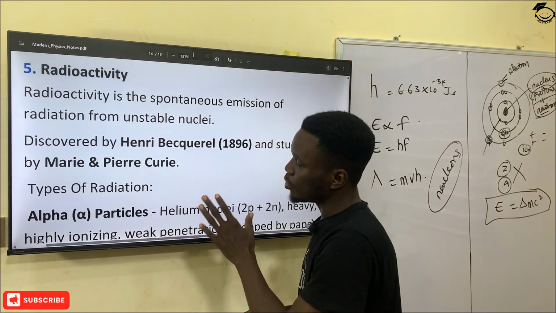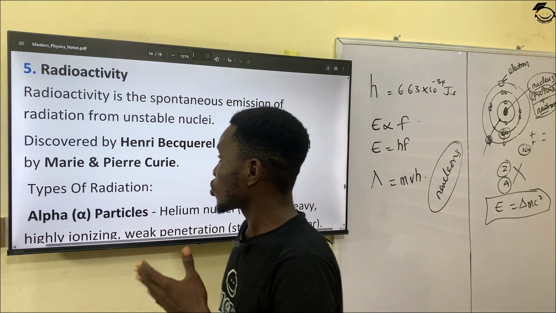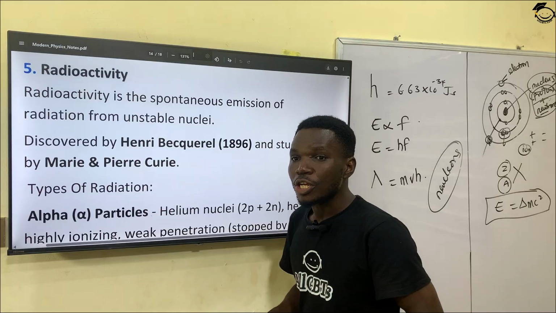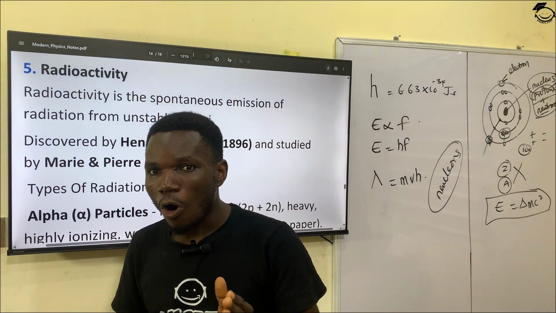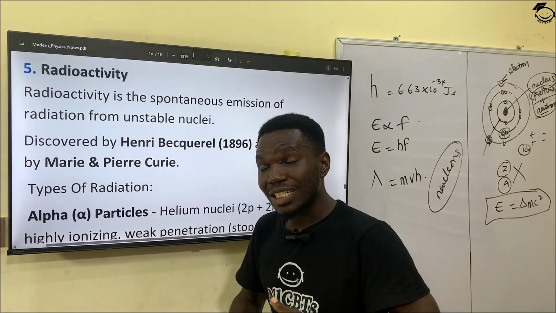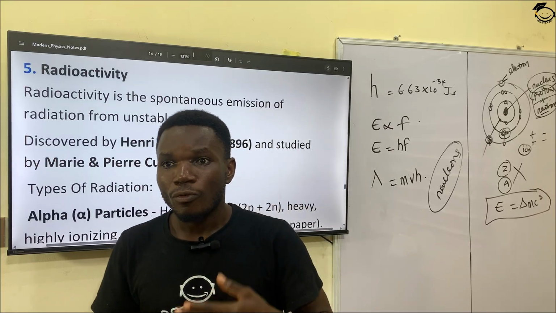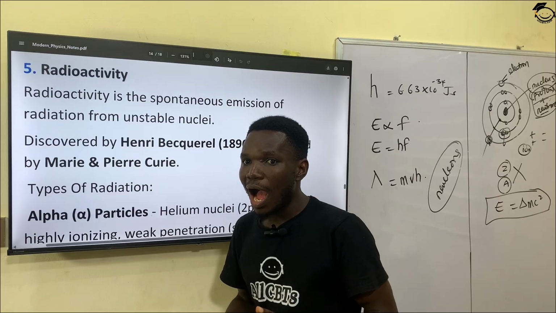That was recorded. But other people who also did work in radioactivity were chemists such as Marie and Pierre Curie. Even Marie Curie won the Nobel Prize for this particular work that she did on radioactivity. So what are the types of radiation? We have alpha radiation, beta radiation, and gamma rays.